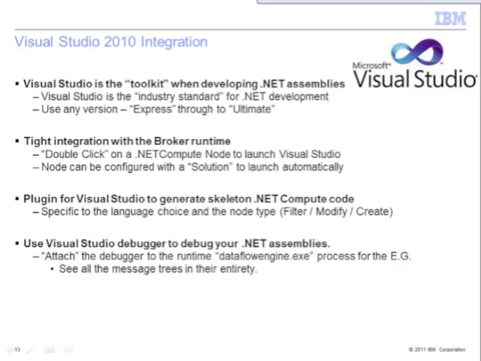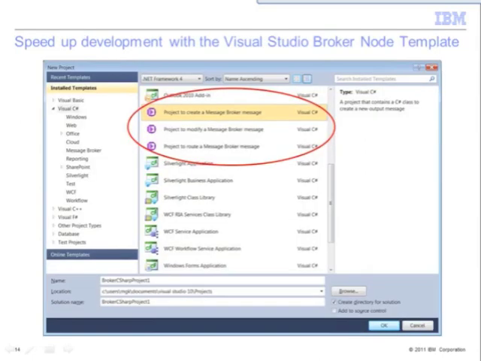And of course, as you would expect, Visual Studio has very good debugging support, and you can use that debugging support to debug the code that you write when it's running inside of Message Broker. So here you can see what those templates look like inside Visual Studio 2010. All that we've done here is go to File, New Project in Visual Studio. Up pops the New Project dialog box that we see here on this chart.